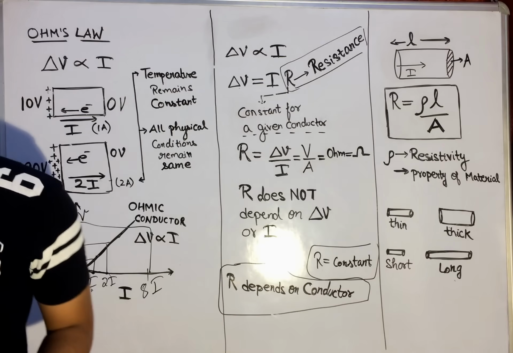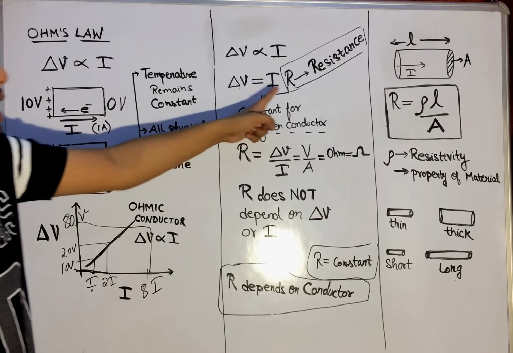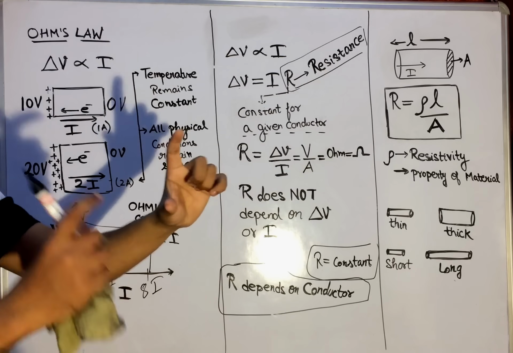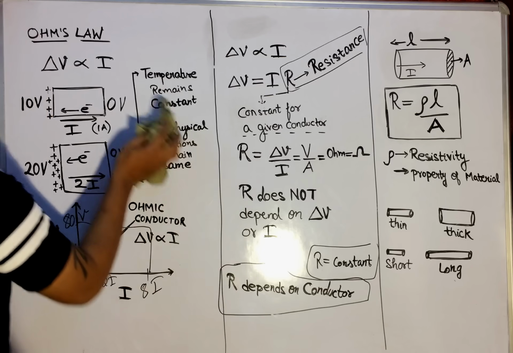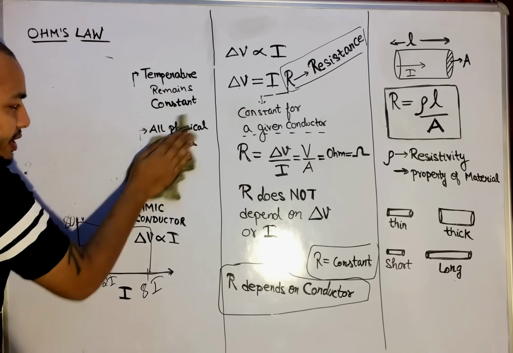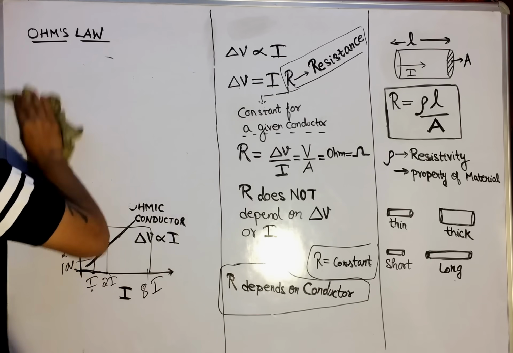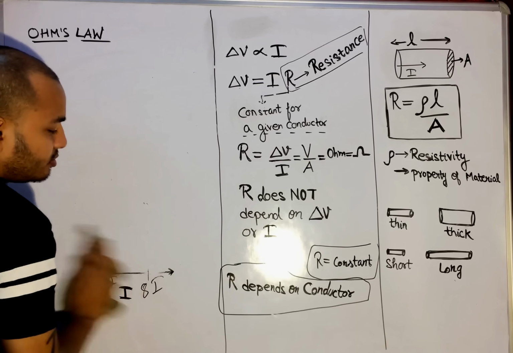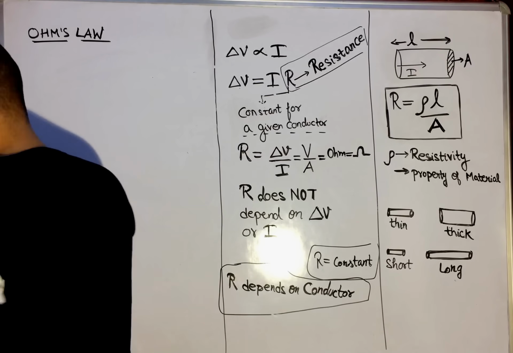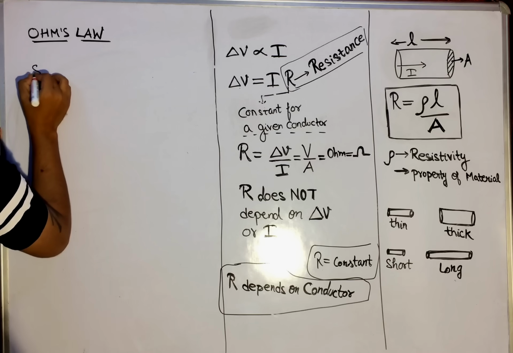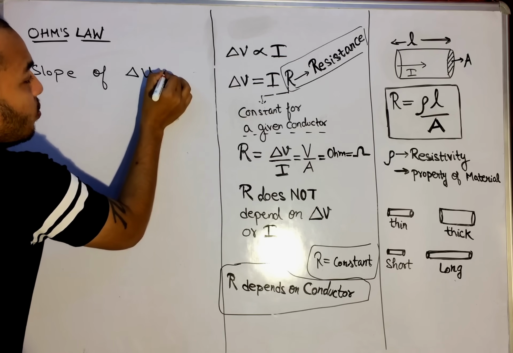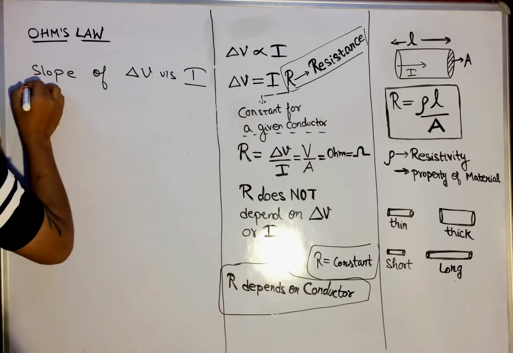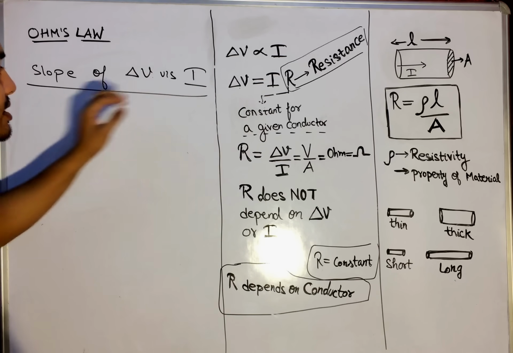Delta V is directly proportional to I, or delta V is equal to IR. R is a constant for a given wire. Delta V increases, I increases. Temperature should remain constant. One more very important discussion over here is regarding the slope of delta V versus I.